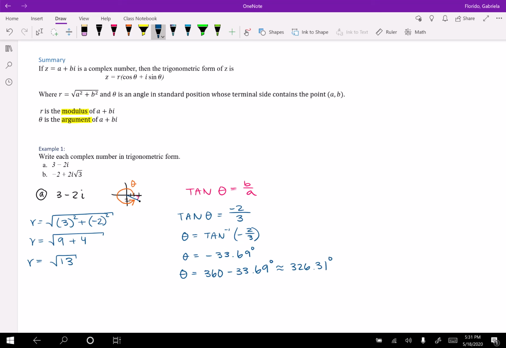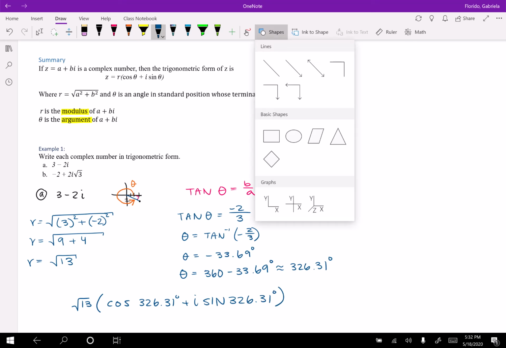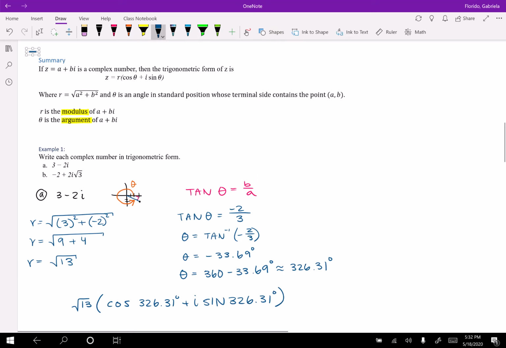And so now we can actually write it in trigonometric form. We know that 3 minus 2i is the same thing as the square root of 13, parentheses, cosine of my theta, which is 326.31 degrees, plus i, and then sine of that same angle, 326.31 degrees. So that is 3 minus 2i in trigonometric form. So again, this is our summary here. And so I'm going to box this.